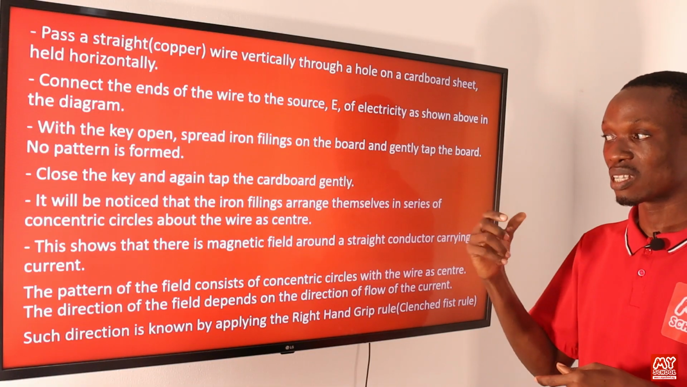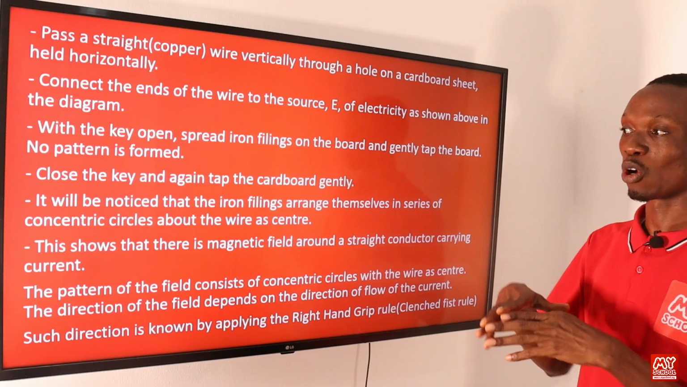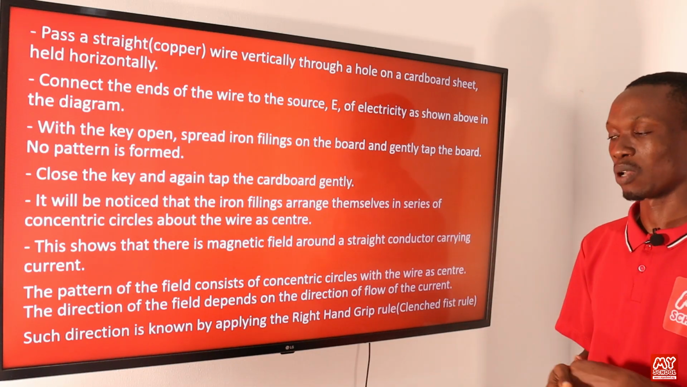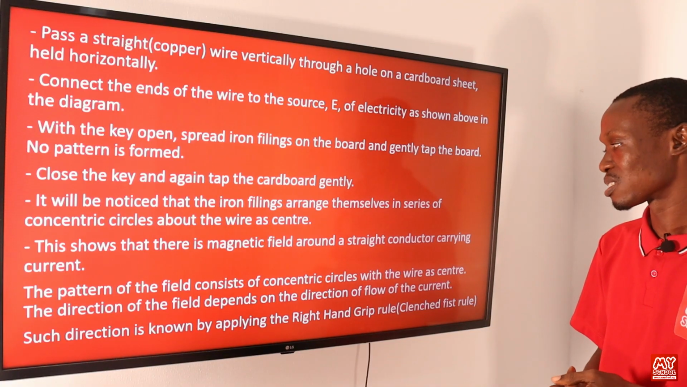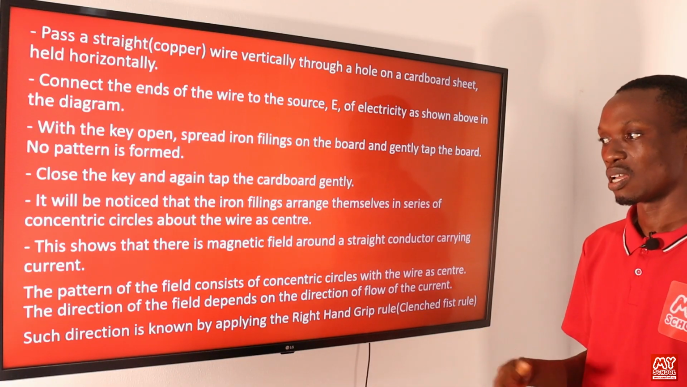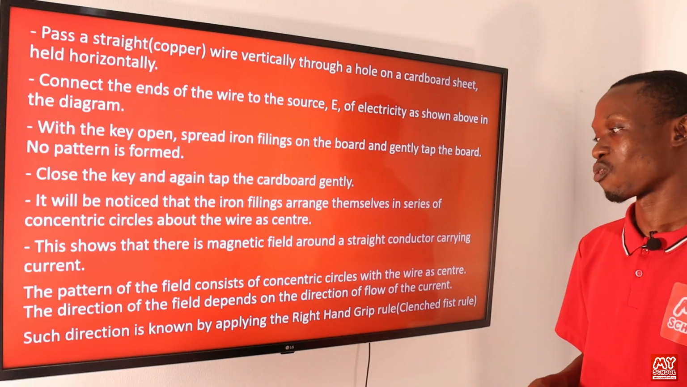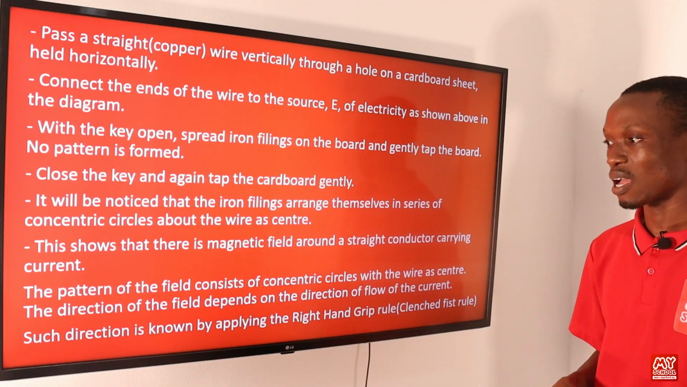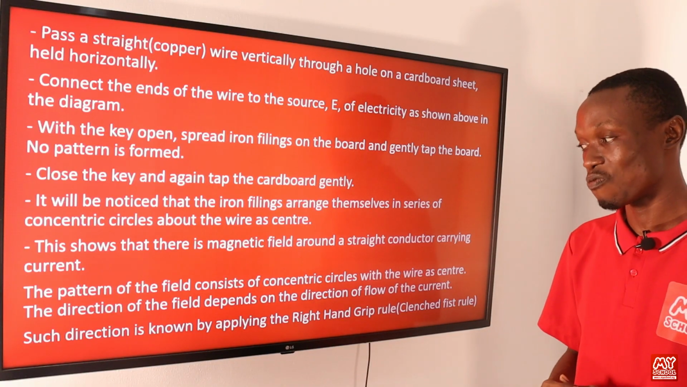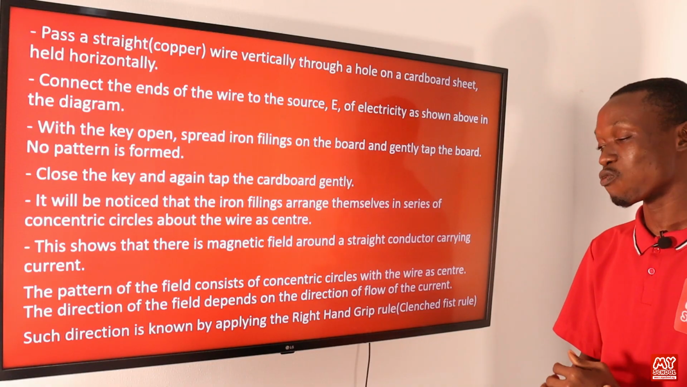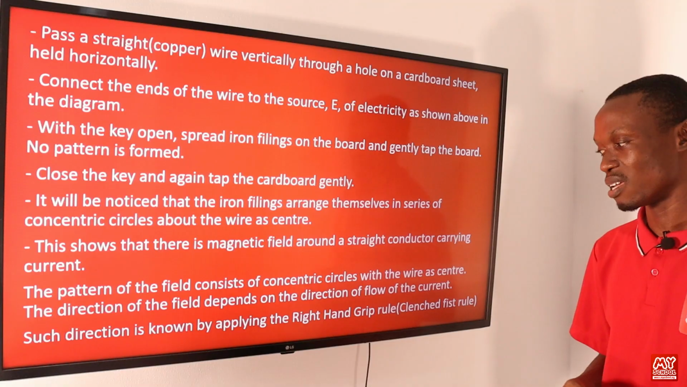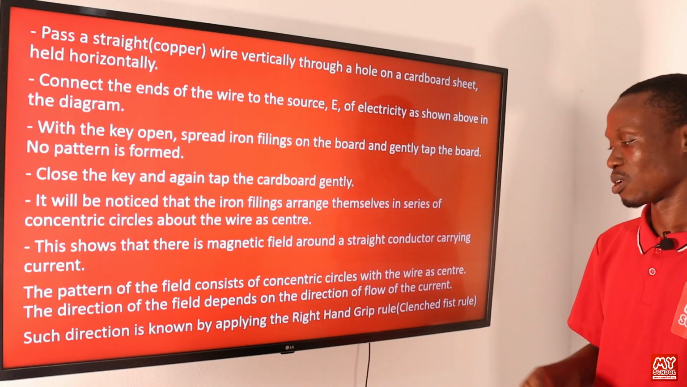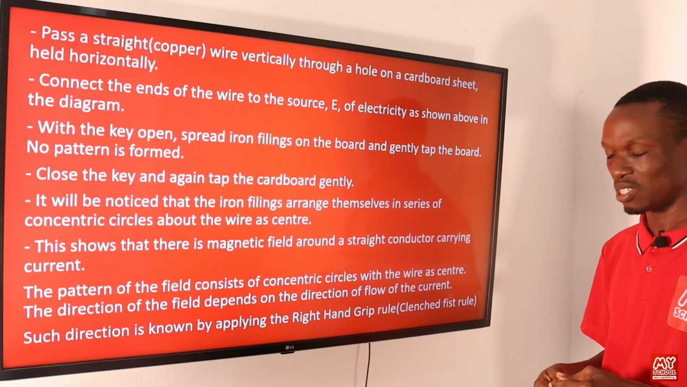Okay, so in this case, the center of the concentric circle is the wire. This shows that there is a magnetic field around a straight conductor carrying current. The pattern of the field consists of concentric circles with the wire as center. The direction of the field depends on the direction of flow of the current. Such direction is known by applying the right hand grip rule, also known as the clenched fist rule.